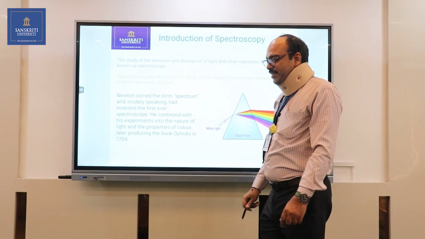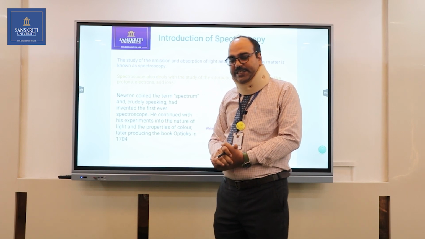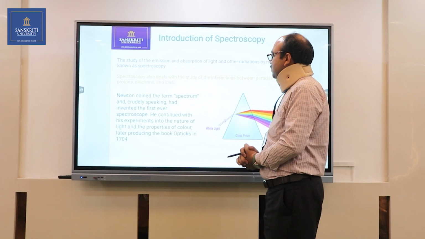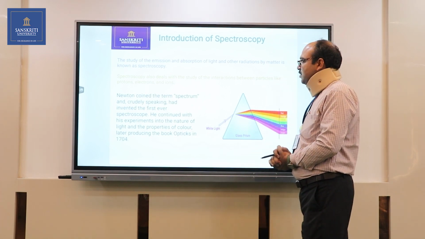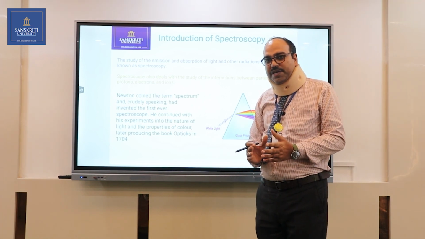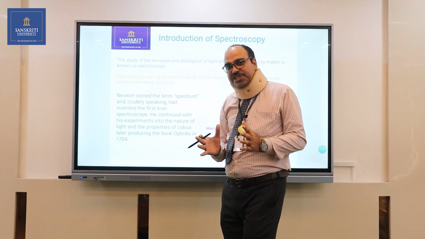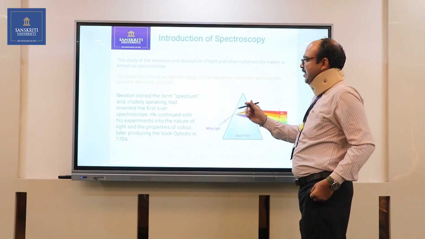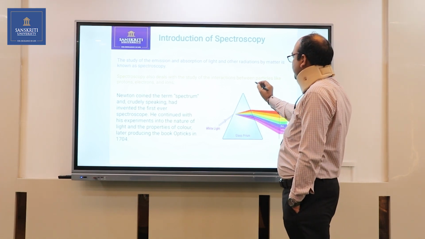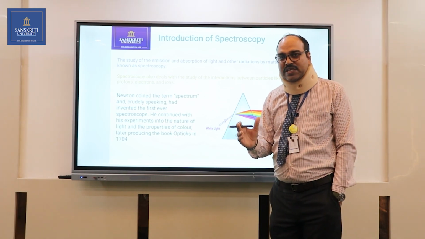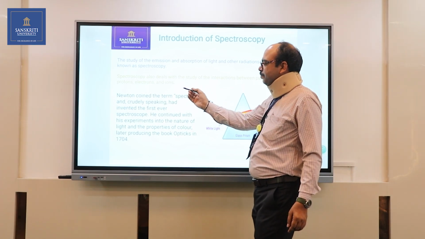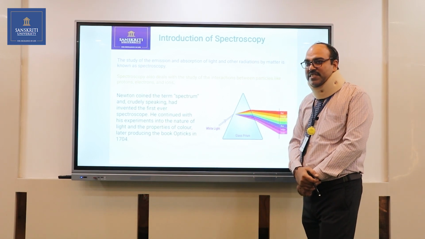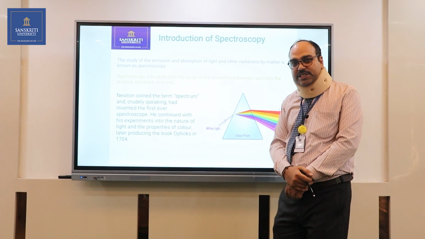Now, what is spectroscopy? It is the study of the emission and absorption of light and other radiations by matter, or you can define it as the interaction of electromagnetic radiations with matter. Spectroscopy deals with interactions with particles like protons, electrons and ions. Early in the 17th century, Newton coined the term spectrum in his book Optics.